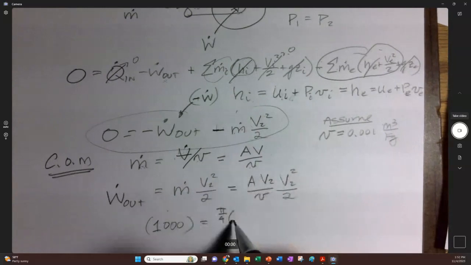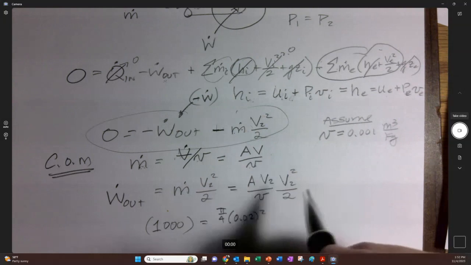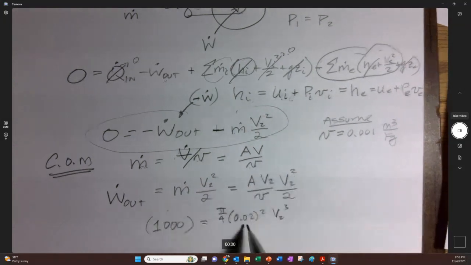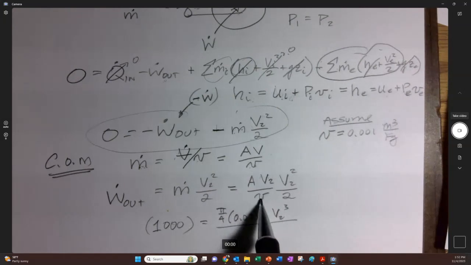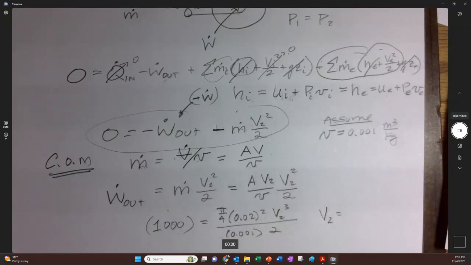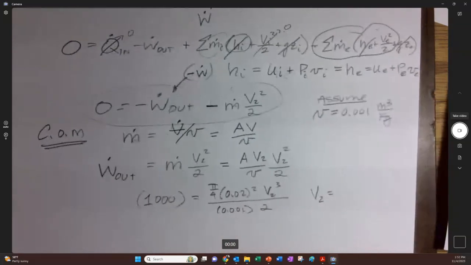And the area is, let's see, the diameter is 0.02 squared. And we don't know the velocity, but it's cubed, right? Because we multiply it there. And we're dividing by 0.001 and 2. And so our velocity 2 is going to be the cube root after we plug in the values right there. I mean, it's not an impossible problem, but I don't think it would be a fair exam problem.